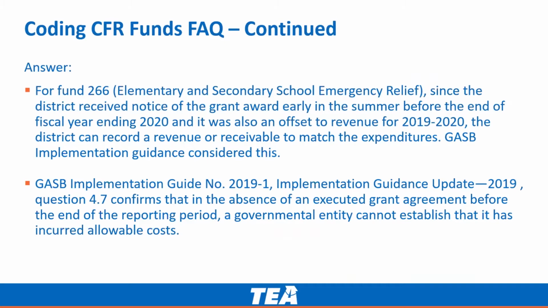So the answer for Fund 266, which is the ESSER, the district received the notice of the grant award in early summer. I think it was in May or June. So that's the end of your fiscal year 20. And then it was also an offset to revenue for 1920. Therefore, that allowed you to record the revenue and the receivable to match those expenditures if you used ESSER for your 1920 expenditures.